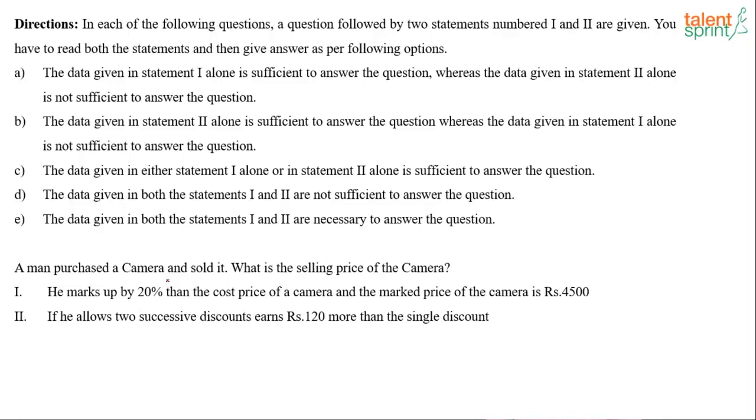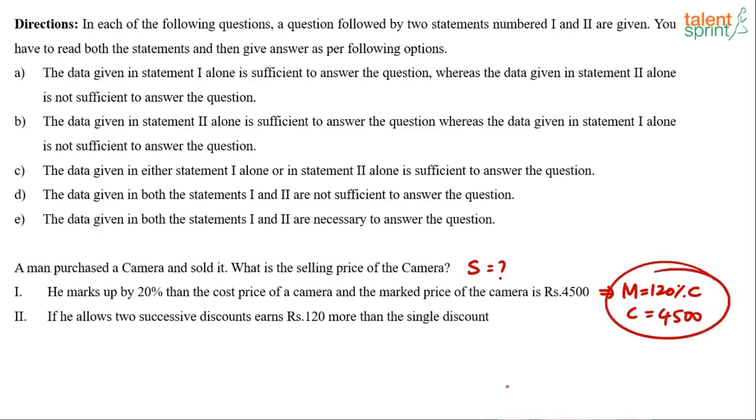A man purchased a camera and sold it. What is the selling price of the camera? Basically it says S is equal to what? Look at the first statement. He marks up by 20% on the cost price, and the marked price of the camera is 4,500. Now, all I know here is marked price is equal to 120% of cost price, and marked price is 4,500. But the question is, will I get selling price from these two?